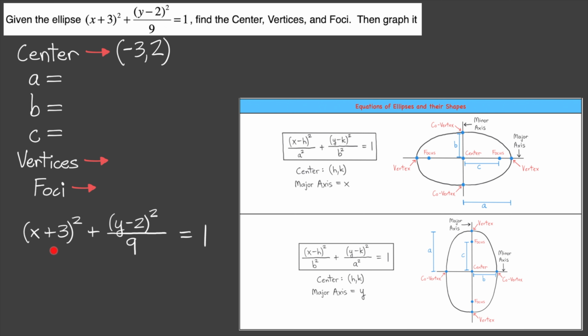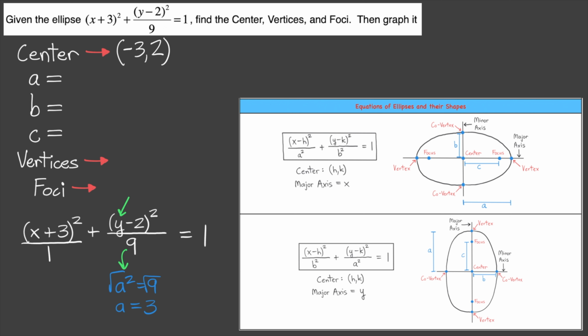Now notice there's no number written down here. So what number is actually down here? Well, there's a 1, so I'm going to write this as over 1. Remember we said the larger of these two numbers is a squared, which is the major axis. So in this case, the 9 is the larger between the 1 and the 9, so the 9 is going to be our a squared. So we're going to write a squared equals 9, and we'll take the square root of both sides, and then a just equals 3.